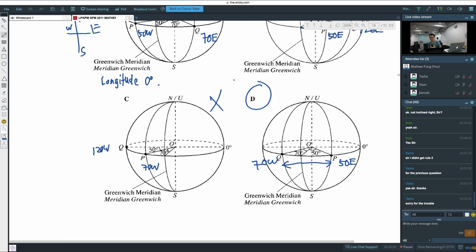So you have to understand how to see the direction, and you have to understand what longitude and latitude are, and what the Greenwich meridian and equator are. If you have no question, I'm going to move on.